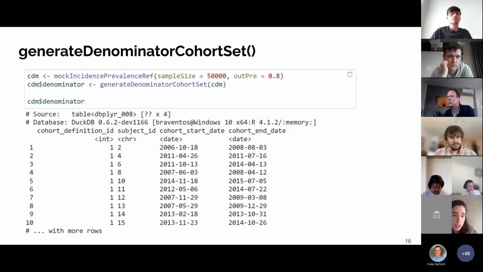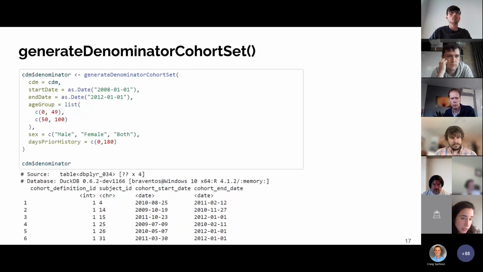In order to identify this denominator population, we can run the function generateDenominatorCohortSet. For example, here, because we're not restricting our population with any kind of sex or age criteria, the population that we are going to identify is basically all the individuals that are registered in our database. And as you can see, the denominator is created within the CDM reference object. The format of the cohort is the same that we use in OHDSI, the OHDSI format.